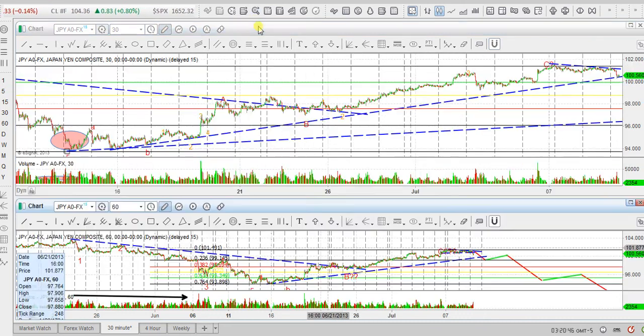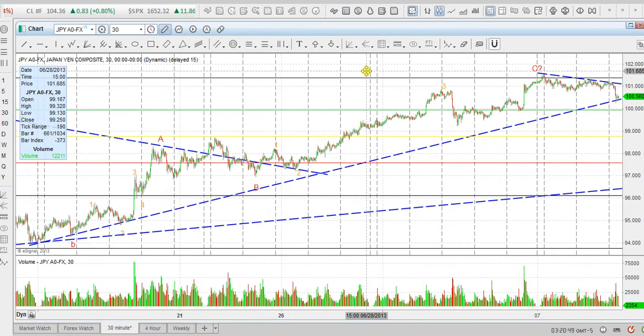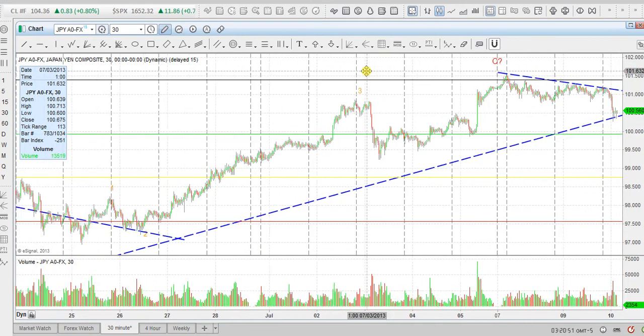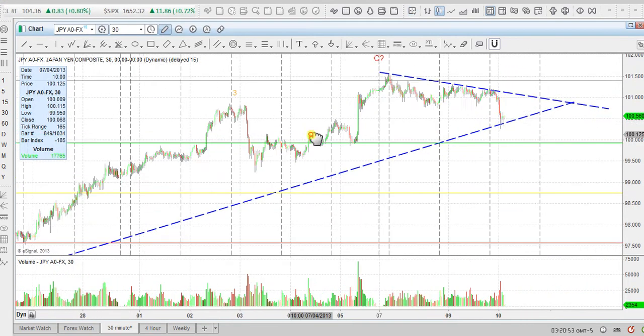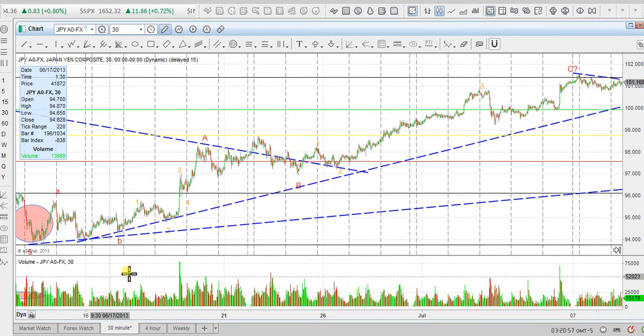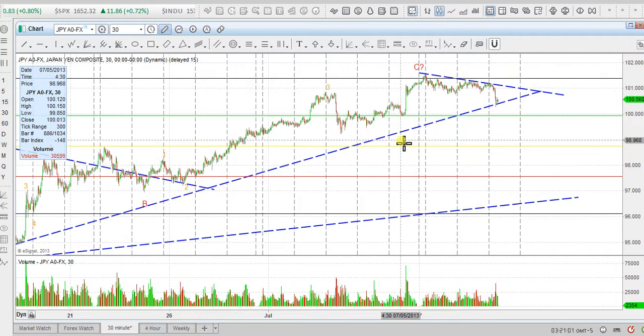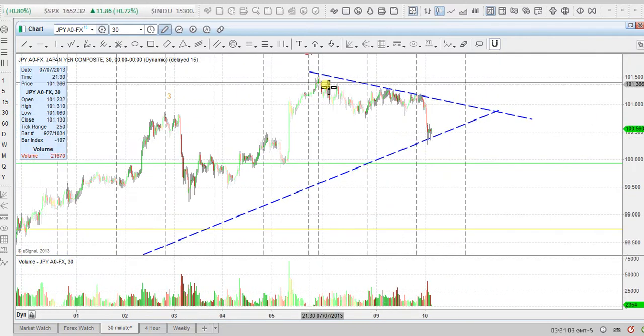Now as we jump down on the 30-minute charts, you see that price has currently found resistance at this ascending trend line, which has been intact for a little under a month now. It also found resistance at that descending trend line we see above.